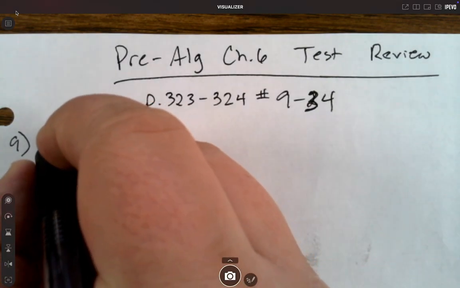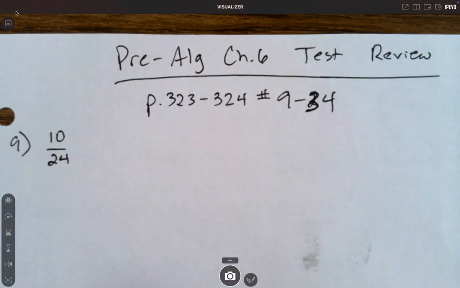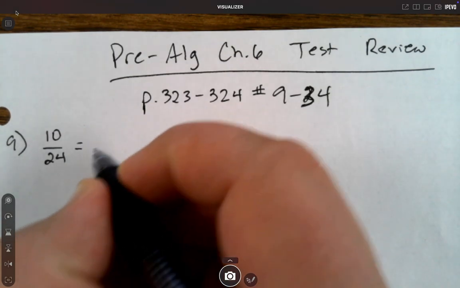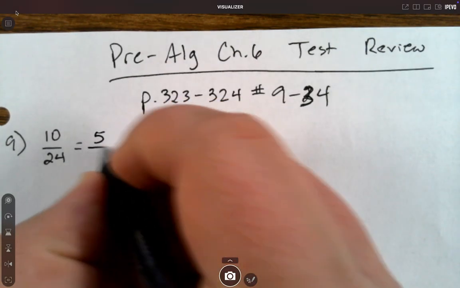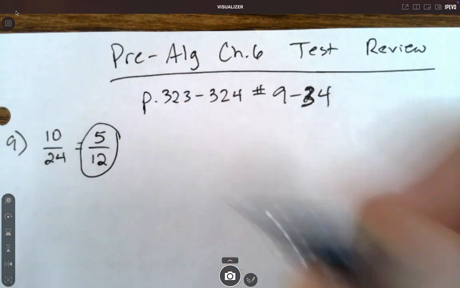So number 9 says 10 girls out of 24 students. This is the correct start, but these can be reduced. Both 10 and 24 are divisible by 2. So 10 divided by 2 is 5. 24 divided by 2 is 12. And that's as far as it can be reduced, so we are finished there.